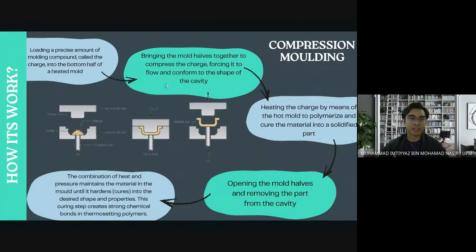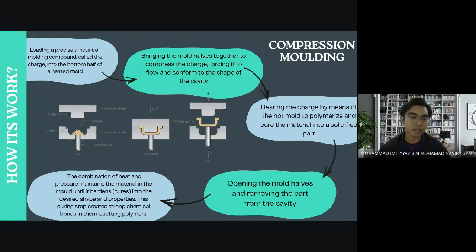Okay, so I will explain how compression molding works. So first, we load a precise amount of molding compound, called the charge, into the bottom half of the heated mold, bringing the mold halves together to compress the charge and forcing it to flow and conform to the shape of the cavity. Then reheating the charge by means of the hot mold to polymerize and cure the material into a solidified part. And next, we open the mold half and remove the part from the cavity.